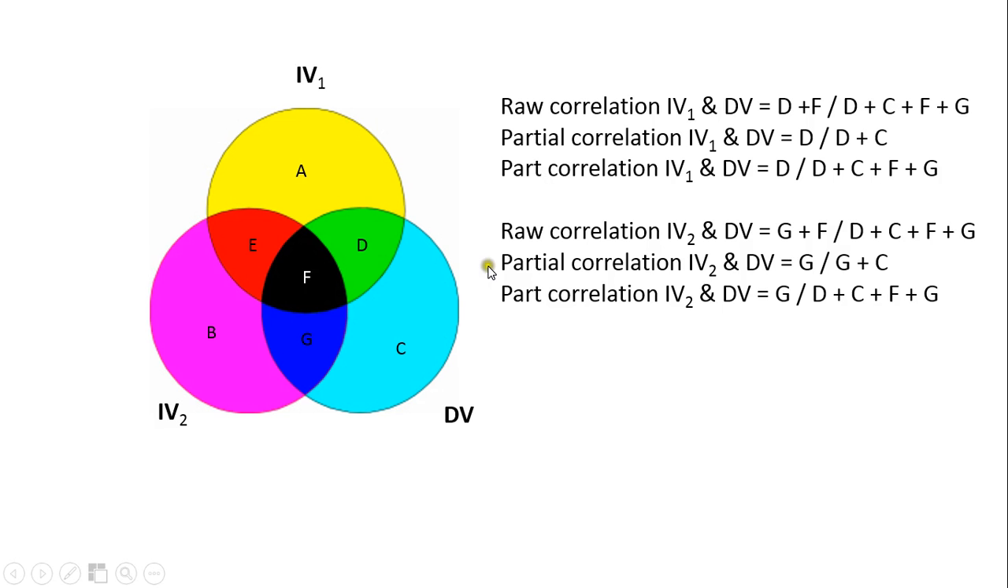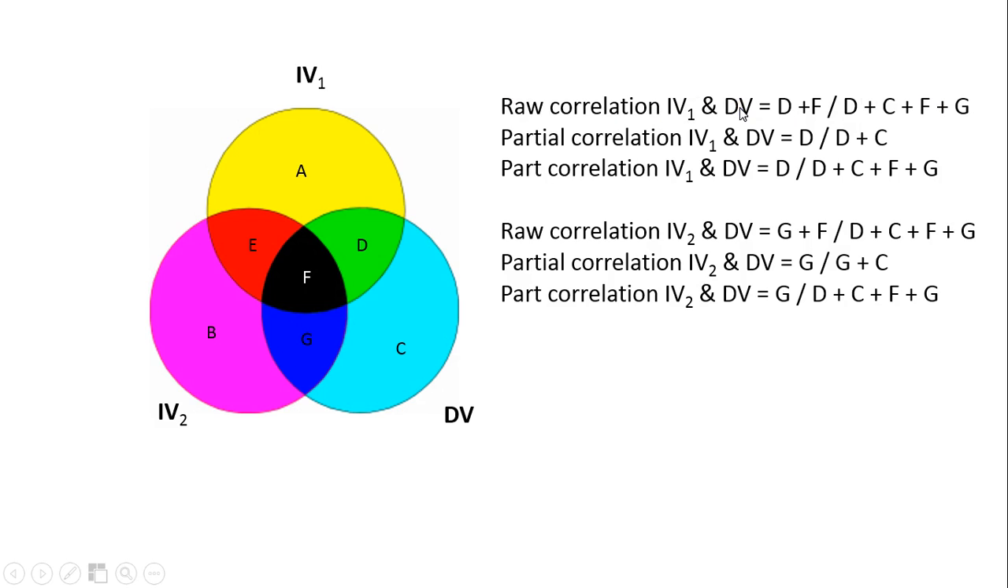So you can see here I have a Venn diagram. This is the DV, the blue circle. This is IV1, the yellow circle. And this is IV2, the pink circle. I've got a few different calculations here for how to calculate the different correlations for the different variables. So I'll just start with the raw correlation.